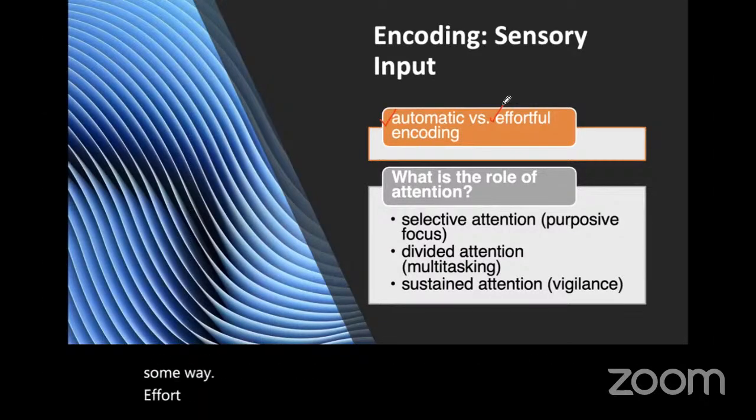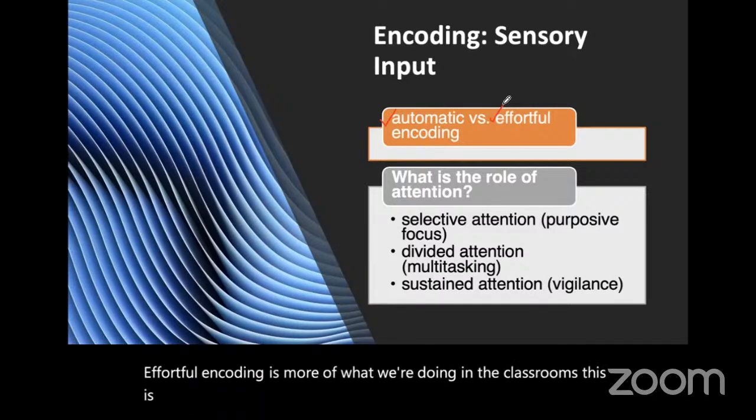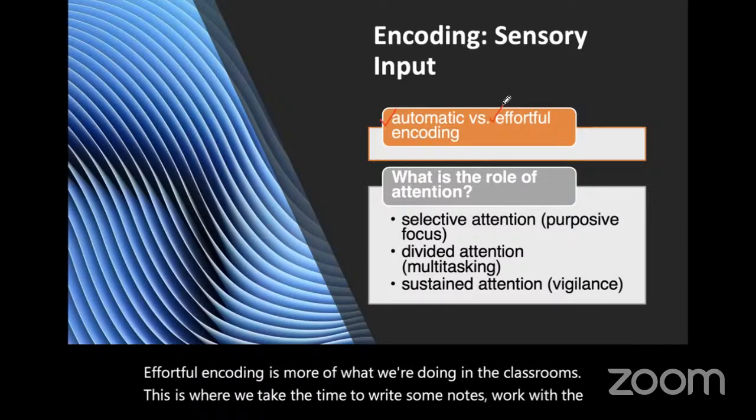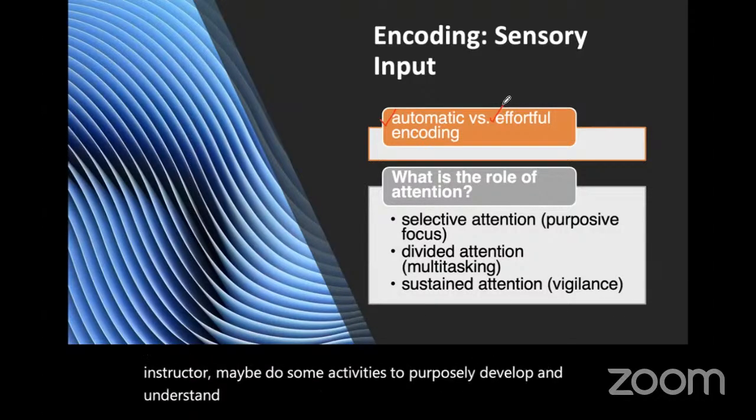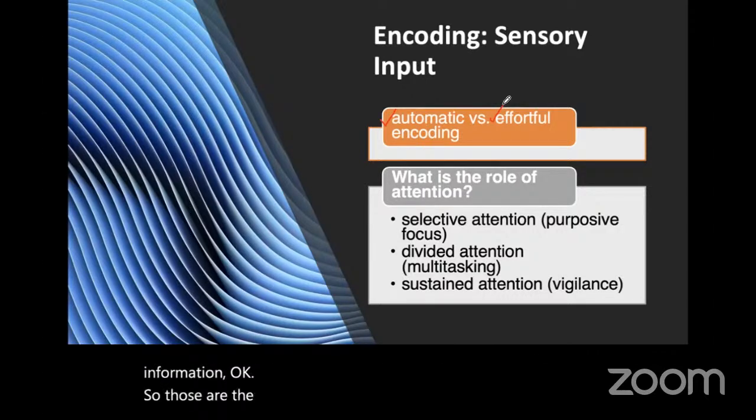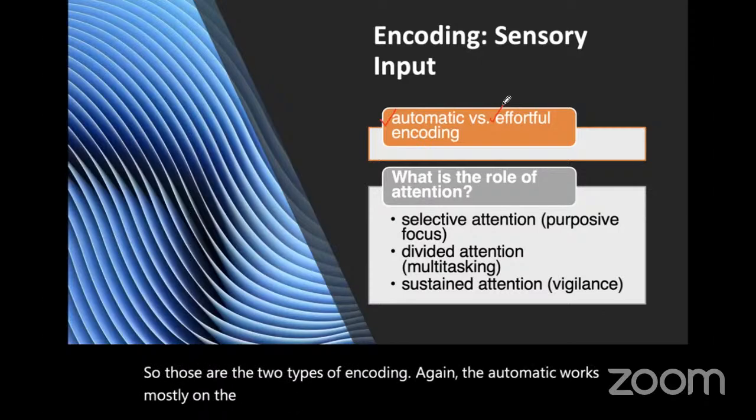Effortful encoding is more what we're doing in the classrooms. This is where we take the time to write some notes, work with the instructor, maybe do some activities to purposely develop and understand new information or manipulate different types of information, okay? So those are the two types of encoding. Again, the automatic works mostly on the emotional level.